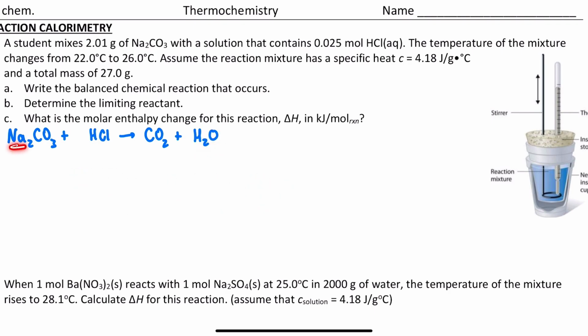What else are we missing? Well, there's the spectator ions, which I'm going to include here just to make it a completely balanced reaction, and that's sodium chloride. Speaking of balancing, you need a 2 in front of the HCl and a 2 in front of the NaCl. There's our reaction.